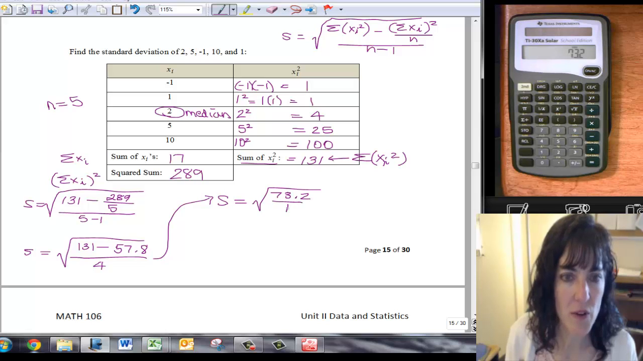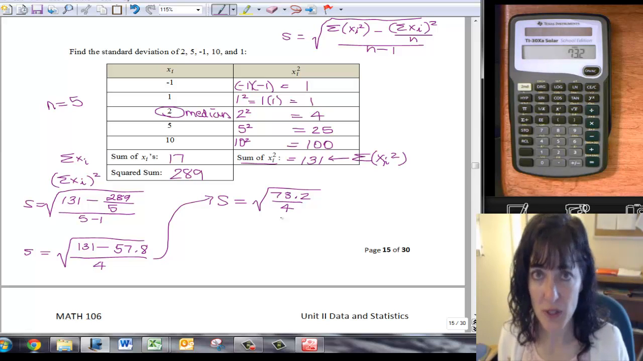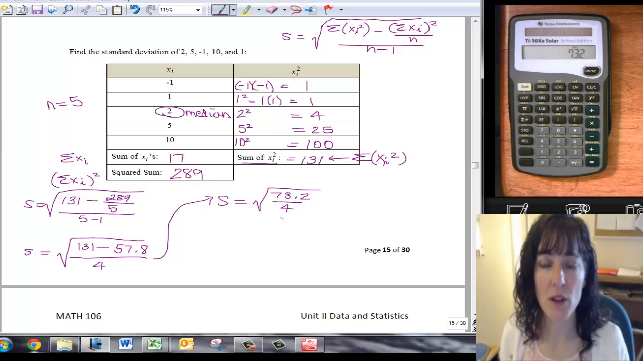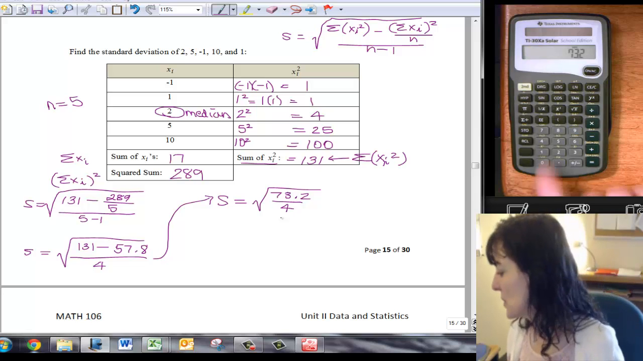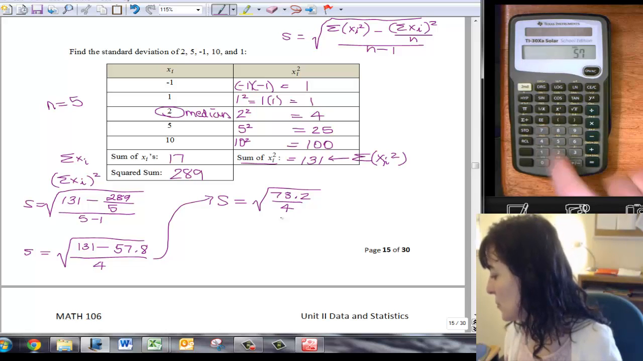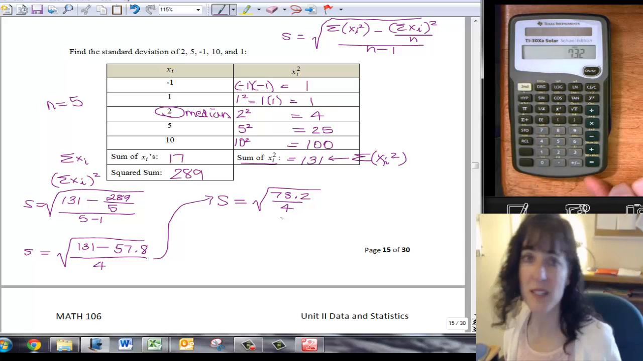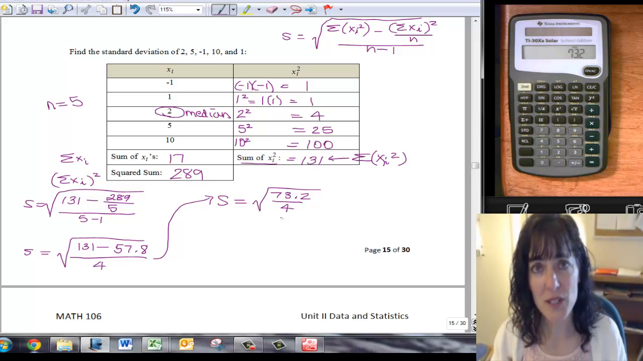so my S equals 73.2 divided by 4. Now I'm going to do it in the other order just so that you can see it comes out the same, but I want you to try to keep things on your calculator, because sometimes you get decimals that go on and on, you don't want to lose your precision. So on this one I could do 131 minus 57.8, and I still get that 73.2. So you notice that it's equivalent.